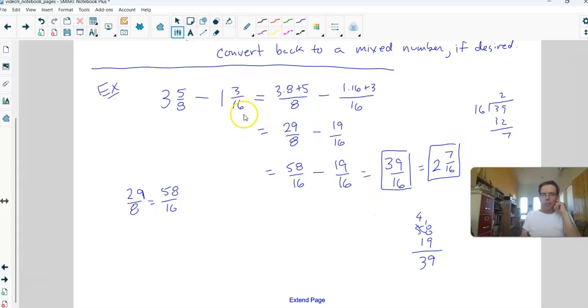Okay, so just to reiterate, we take our mixed numbers, create improper fractions from them, get a common denominator if needed, and the result was an improper fraction, and if we wanted to, we could get a mixed number.